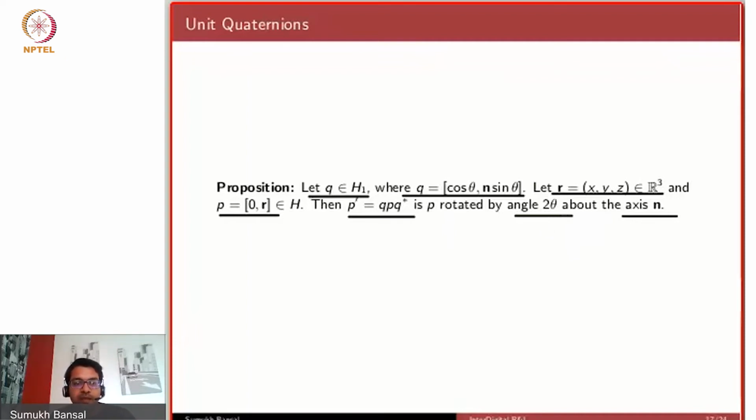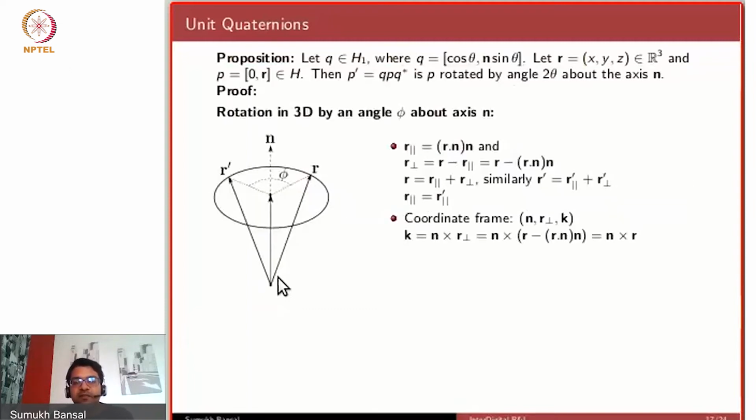So in some sense, when we want to rotate a vector by a quaternion, while designing the quaternion, we need to half the angle of rotation. Now, to prove this, we will first describe how we can explain a 3D rotation using simple algebra. And then we will show that the quaternion rotation provides us with a similar expression. So let's start with rotating a vector r by an angle phi about an axis n.